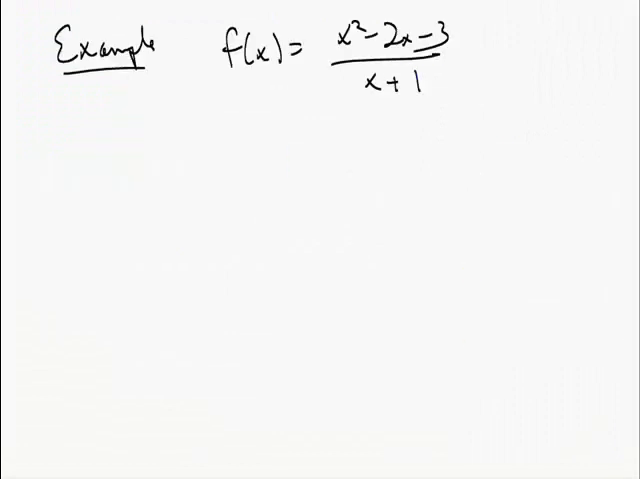Let's suppose we have the function f of x equal to x squared minus 2x minus 3 divided by x plus 1. You can see that this function is undefined when x is equal to negative 1. If we put negative 1 in for x, we're going to get some value on top, but we're going to get 0 in our denominator. So the function is undefined at x equals negative 1, but that does not mean that we can't take the limit as x approaches negative 1 of the function f of x. The way we're going to do that is we're going to look at the values of the function as we get closer and closer to negative 1 and see what the function approaches.